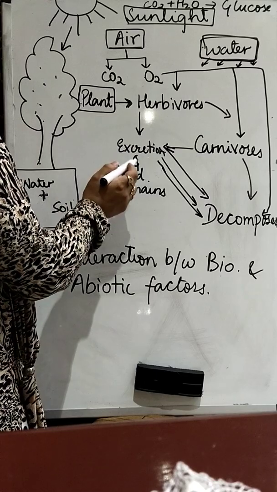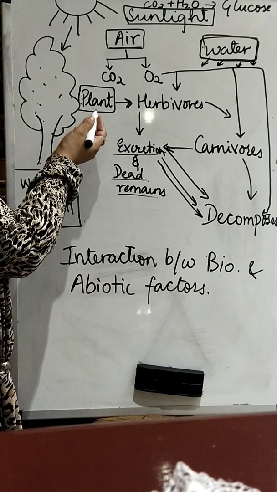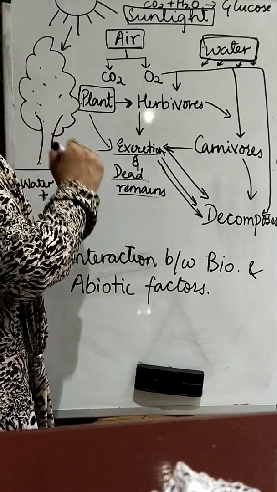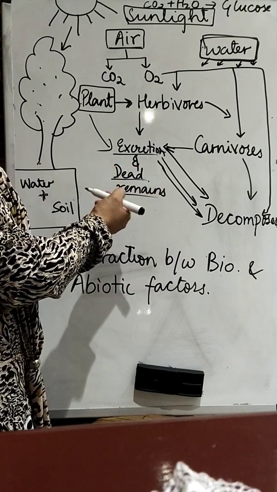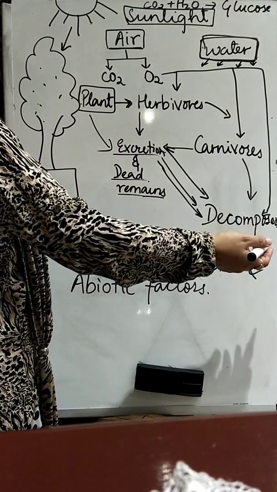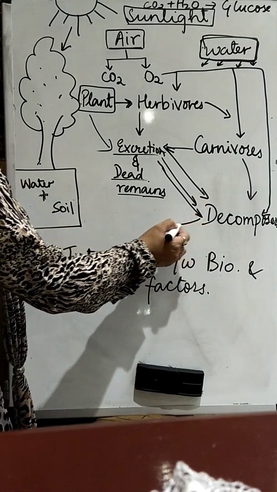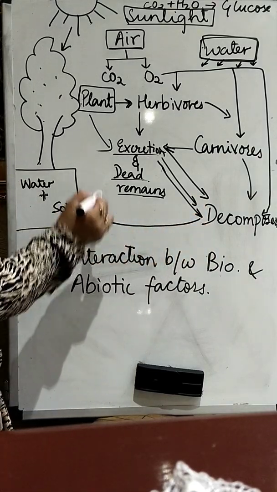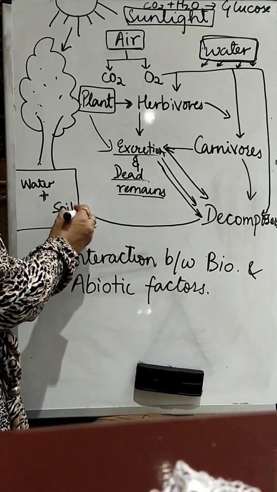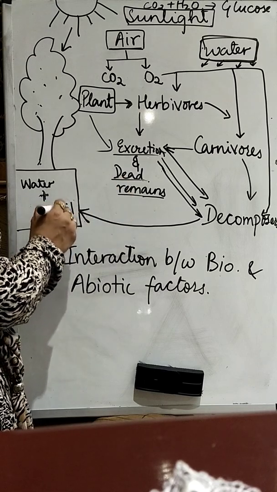Then you see that excretion or dead remains come from herbivores, dead remains of plants are also coming, and carnivores also give excretion or dead remains. They are decomposed by the decomposers like fungi and bacteria, and these decomposers give back the humus. Humus is the dead remains. When they are mixed with the soil, then it is called humus.